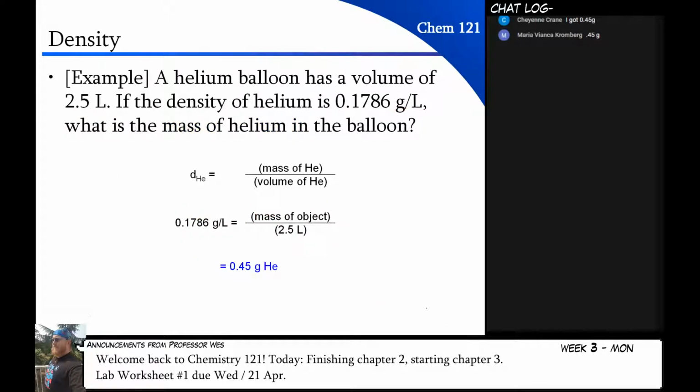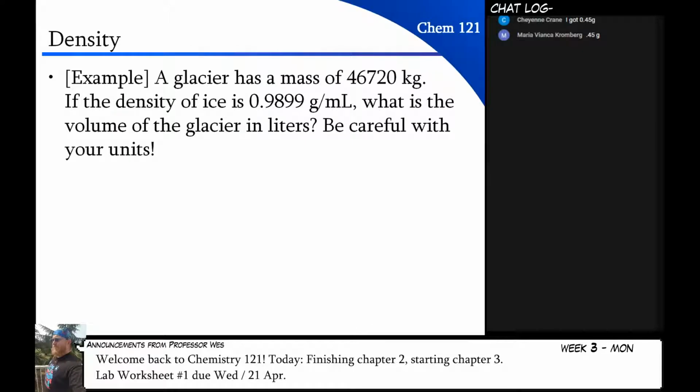All right. I'm going to give you another problem. Now, this problem has some challenges in it in the sense that the units don't match up with what you're expecting.